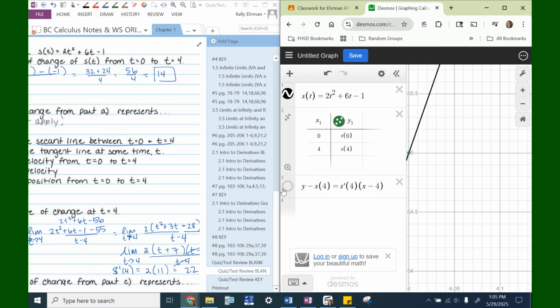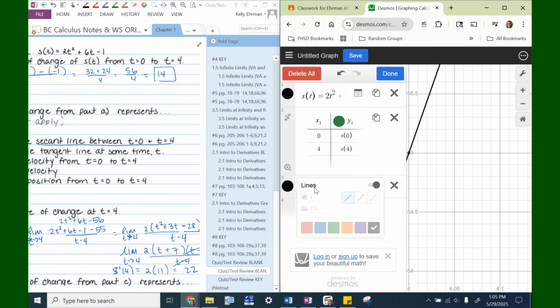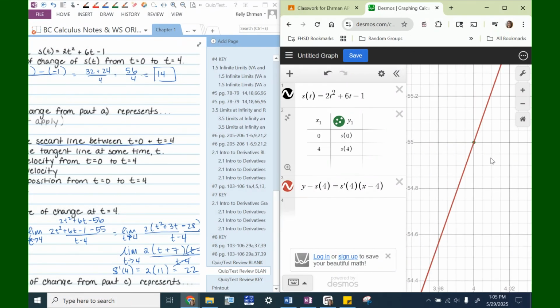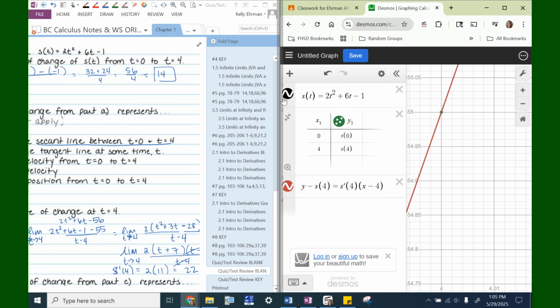Let's change the color of one of them just to see if we can make things, yeah, nope, no idea. These things look the same. All right, that's pretty cool.